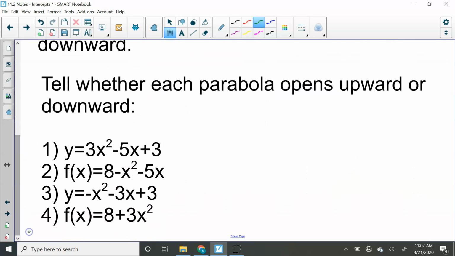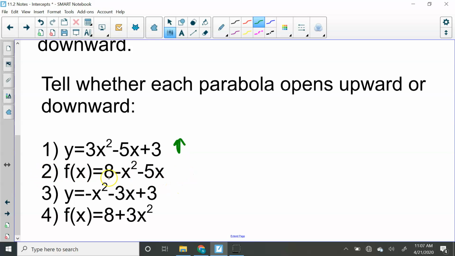Let's do a few of these. We're supposed to tell whether each parabola opens upward or downward. So we're just going to find the x squared term. Right here we've got our x squared. And we're going to look at the coefficient in front of it. If that number is positive, then it opens upward. So we've got 3, which is positive. So number 1, that one opens upward.